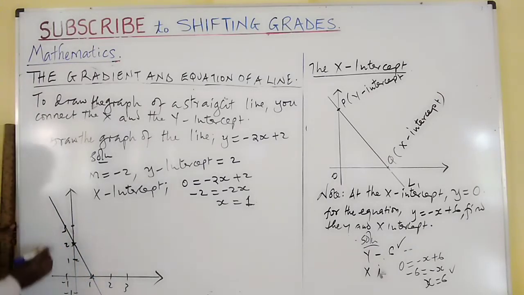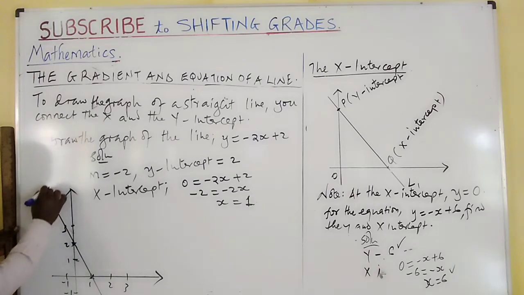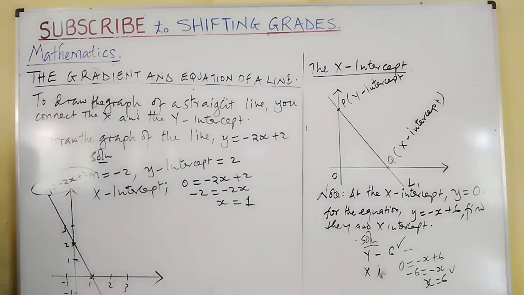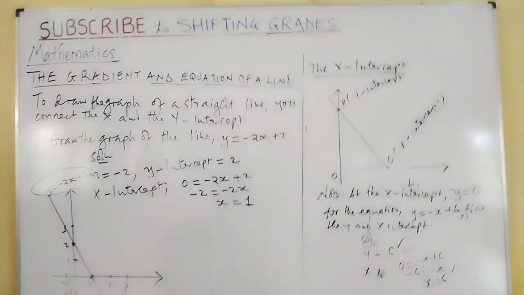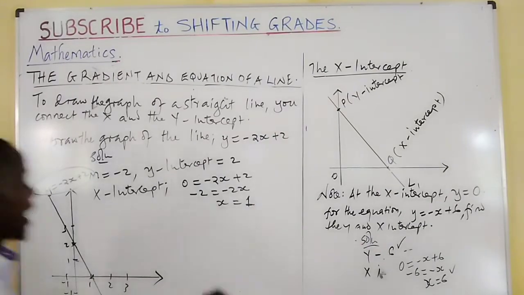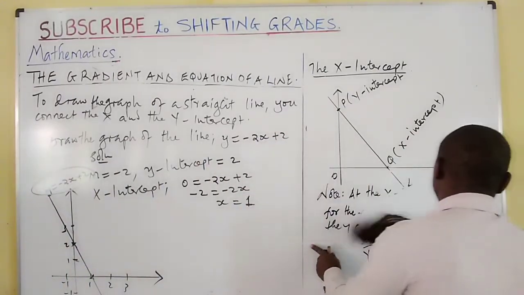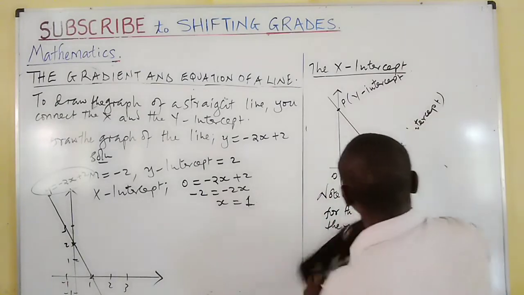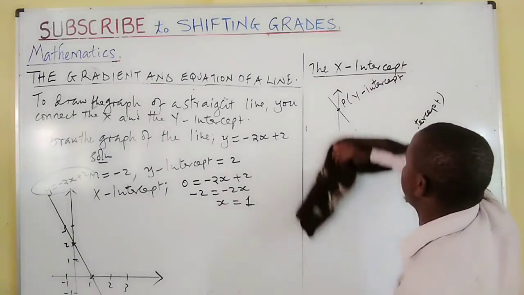So that is the line. The line is called y is equal to -2x plus 2. So that's how we plot easily the graph of a straight line, just using the intercepts only. Because we have the concept behind getting the intercepts, then we get them and we come up with the graph very quickly.